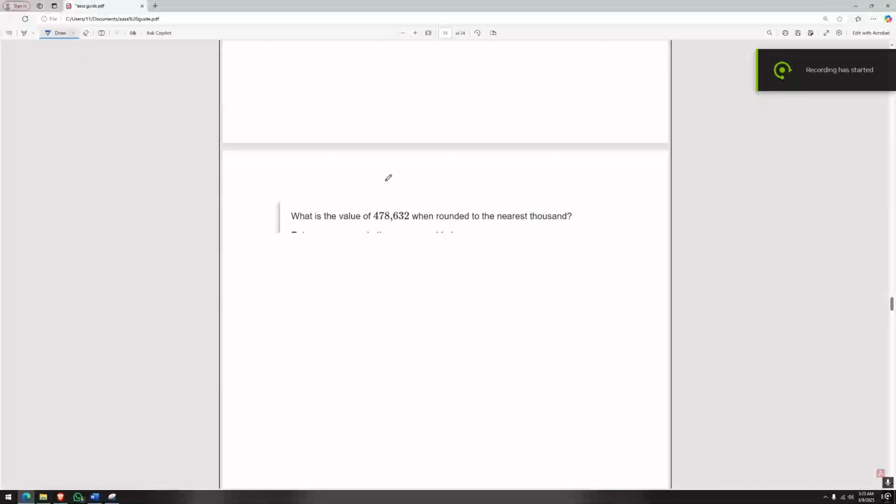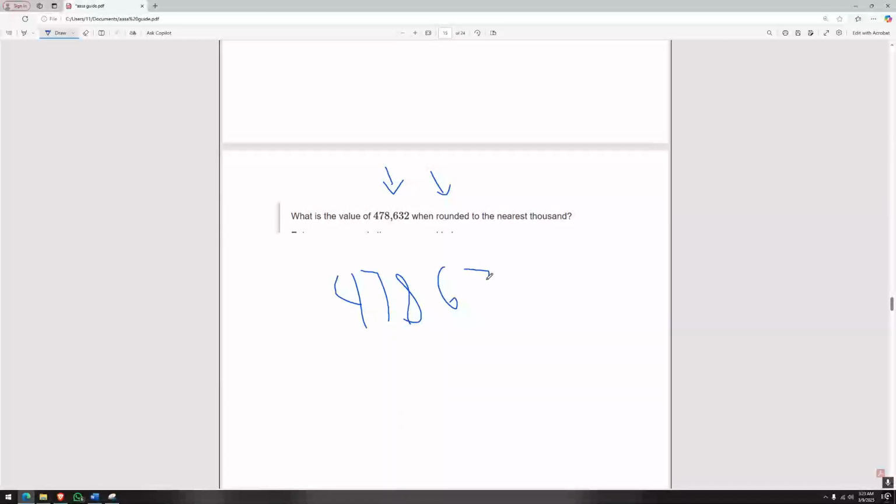What is the value of 478,632? So we have to analyze this. They ask you to round. First, we have to analyze the numbers: 4, 7, 8, 6, 3, and 2. Okay, in every part of the world, the numbers have a value, like our money or whatever you're using to pay. So this one is called ones. Los unos. $1, $2, $3, $4.